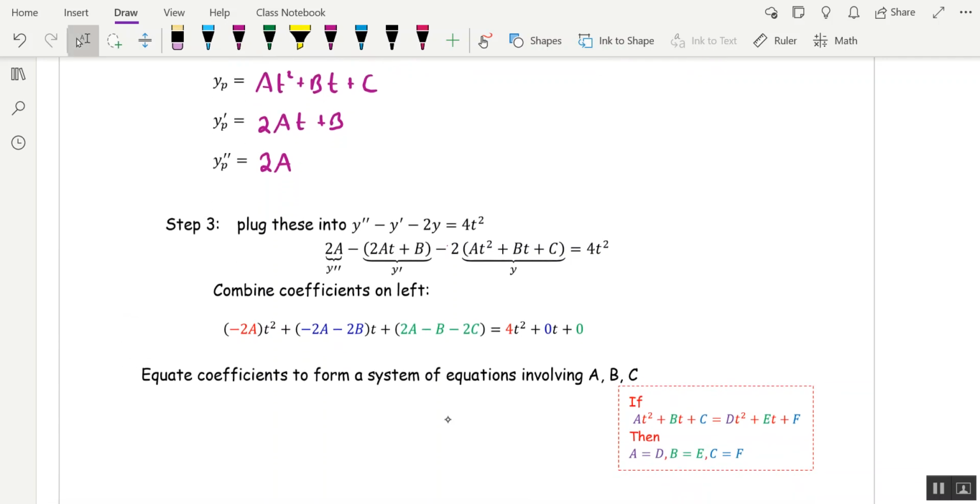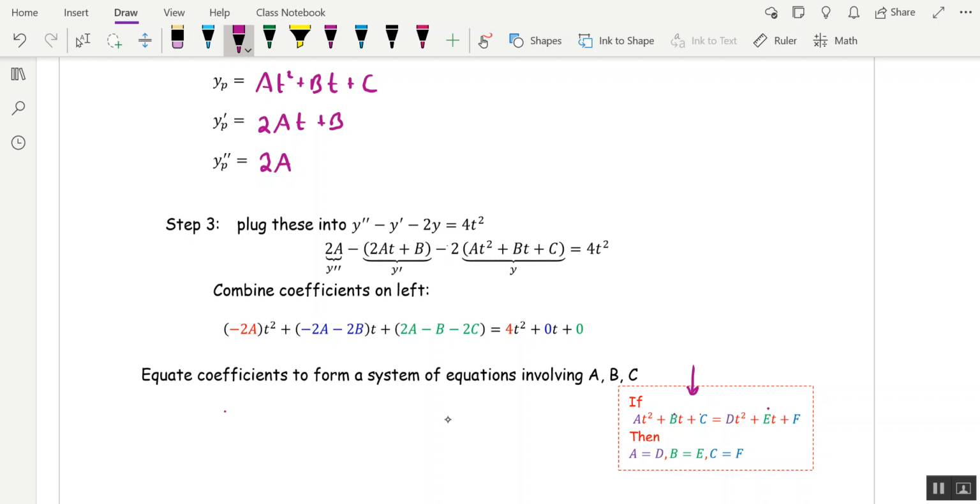If you have two polynomials, this is the red box, if you have two polynomials that are equal, that means the coefficients of, in this case quadratic polynomials, the coefficients of the quadratic term are equal. So if you have at squared here and dt squared there, a must be d. The coefficient of t has to be equal to the coefficient of t. So b is e, and then the constants are equal. c is f. So that's why I combined coefficients on the left, and then I wrote it like this. So now I'm going to write down three equations.